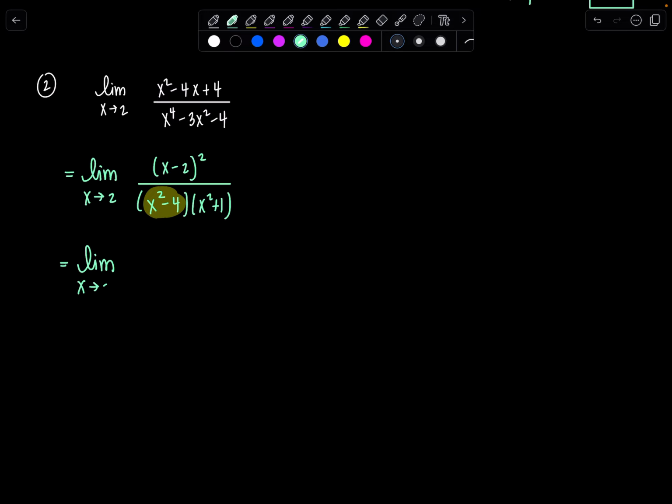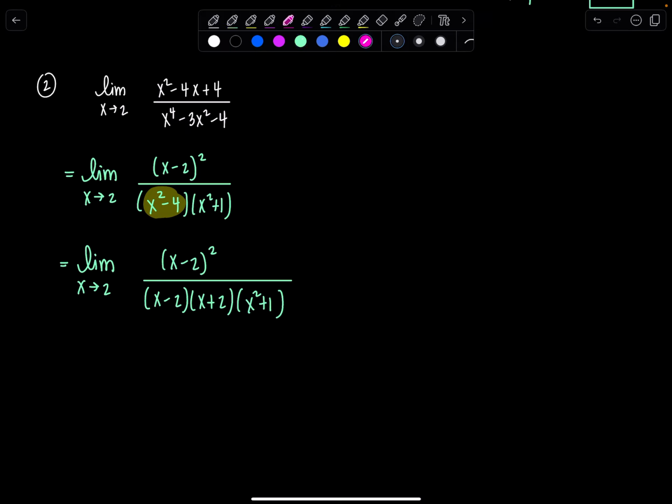So I can factor that further. So this is the limit, x approaches 2, x minus 2 quantity squared, I need a longer fraction bar. There we go. And then we have x minus 2, x plus 2, and x squared plus 1 left. So I can factor out this x minus 2 from the denominator with one of the x minus 2's in the numerator. And then now I just have the limit as x approaches 2 of x minus 2 over x plus 2 times x squared plus 1.